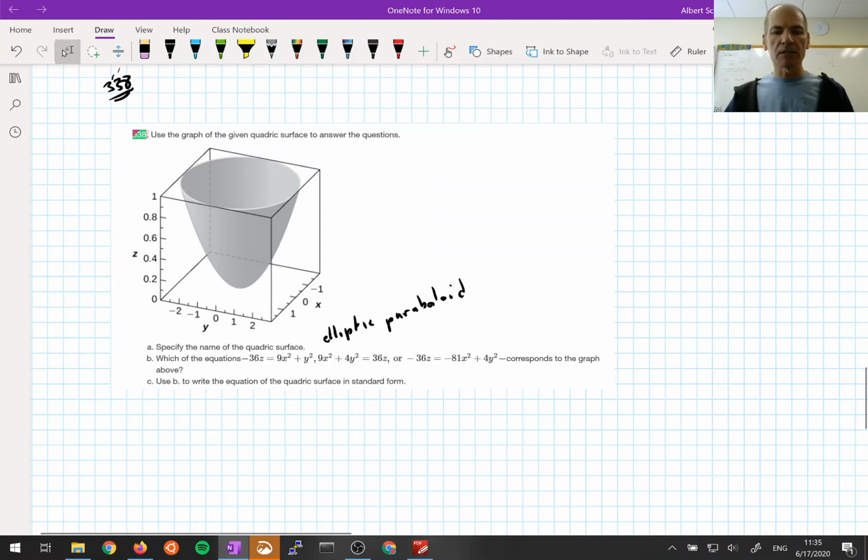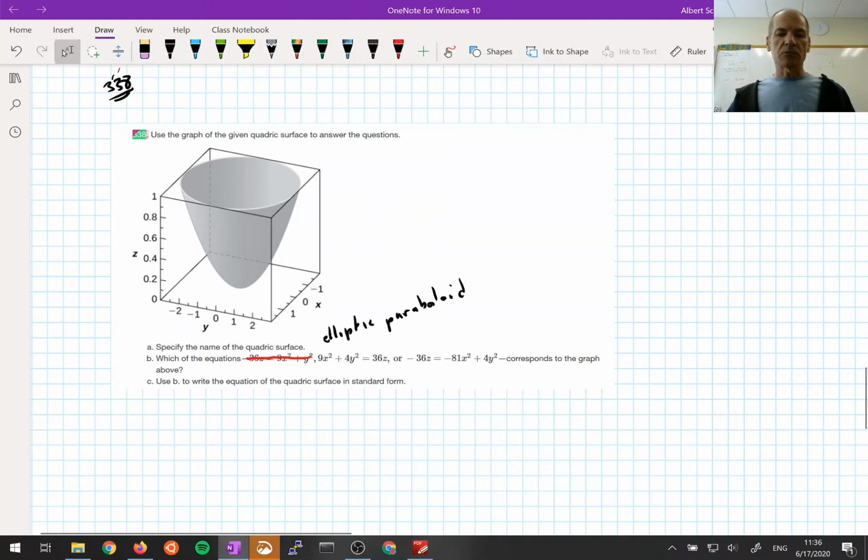If you look closely at the first one, the right-hand side of this equation is positive. 9x squared plus y squared, that's always positive. The left-hand side, we have a negative 36. So any points that satisfy this membership test must have negative z coordinates. Think that through carefully. And there are no points on this surface that have negative z coordinates. So we can immediately rule out that one.